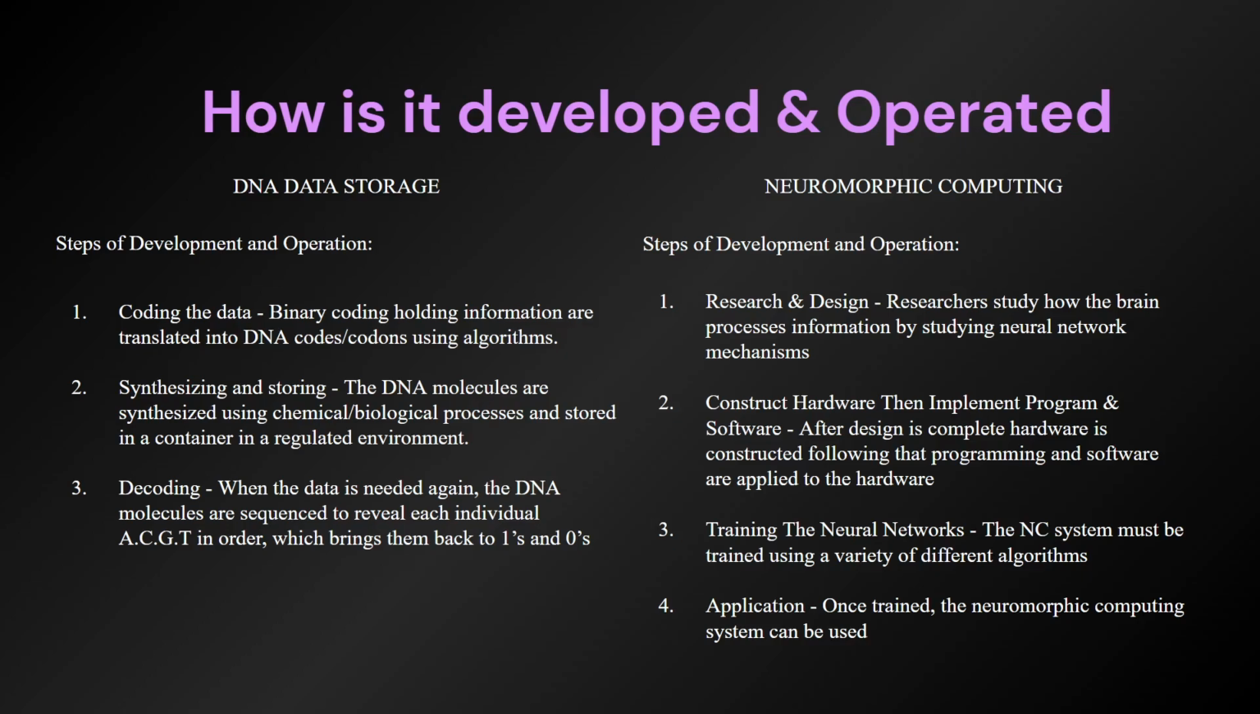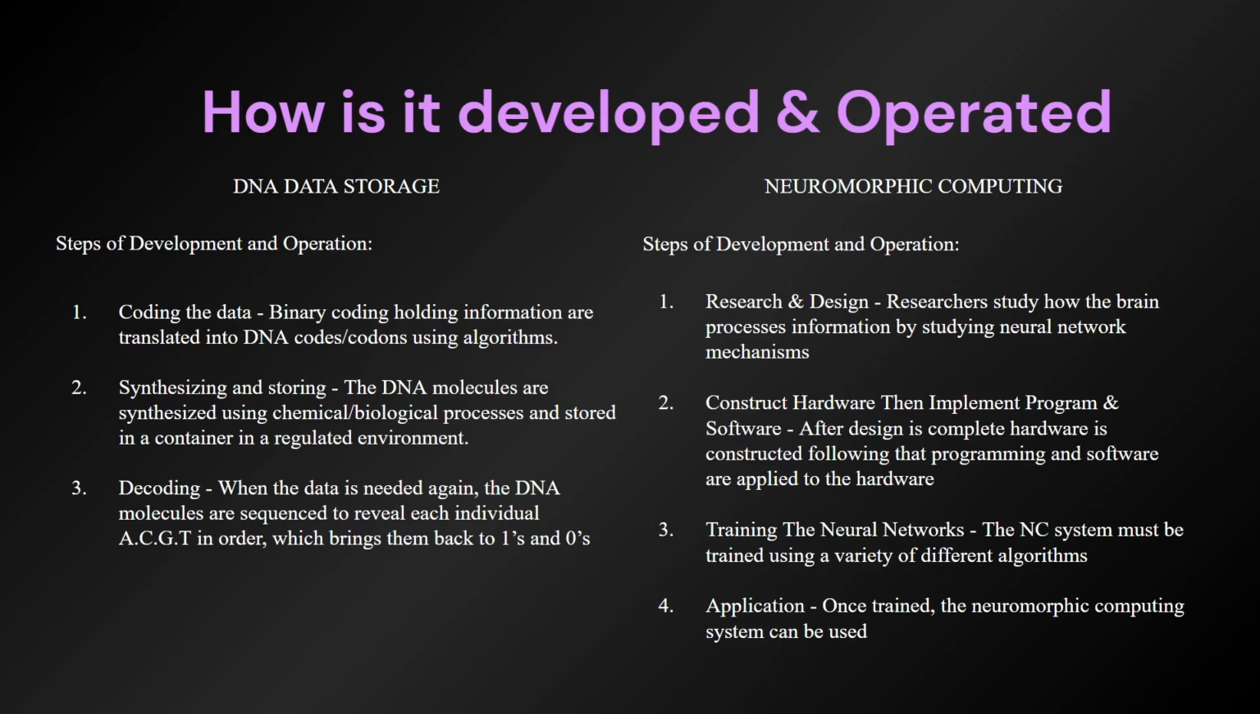Then I'll leave it off here for neuromorphic computing. All right, so the steps in development and operation of neuromorphic computing: first you start with research and design. Researchers study how exactly the brain processes information by studying the neural network mechanisms that we have inside of our own bodies. Then you construct the hardware and implement programming and software. After the design is complete, hardware will be constructed. Following that, programming and software are applied to the hardware.